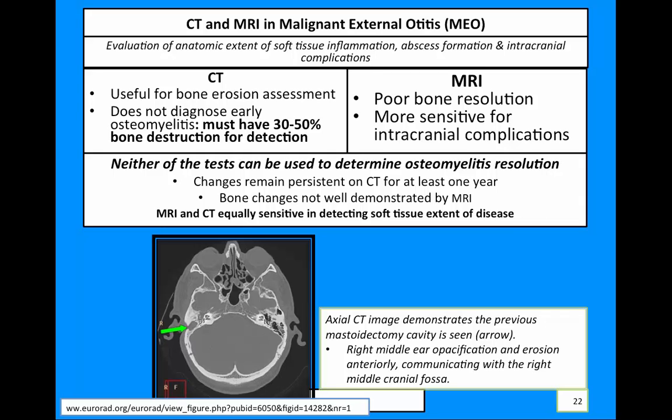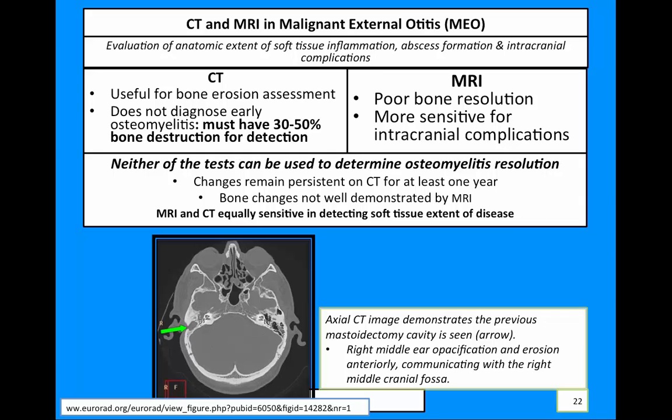So this is another relatively busy slide. CT and MRI are looking more for soft tissue and abscess formation. CT can be useful for bone erosion. MRI has poor bone resolution. CT does not diagnose early osteomyelitis, however. It has to have 30 to 50% bone destruction to even see it. With MRI, if you're worried more about intracranial complications, you can use that.